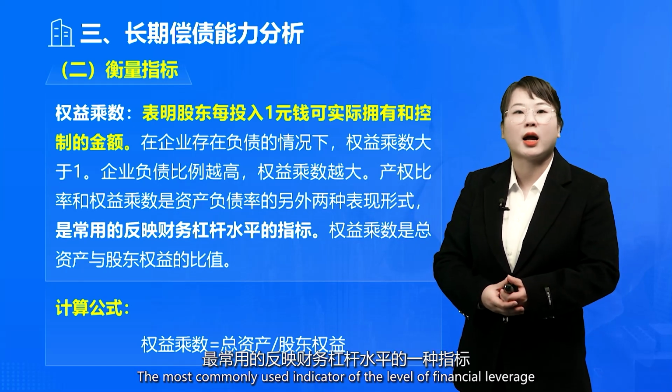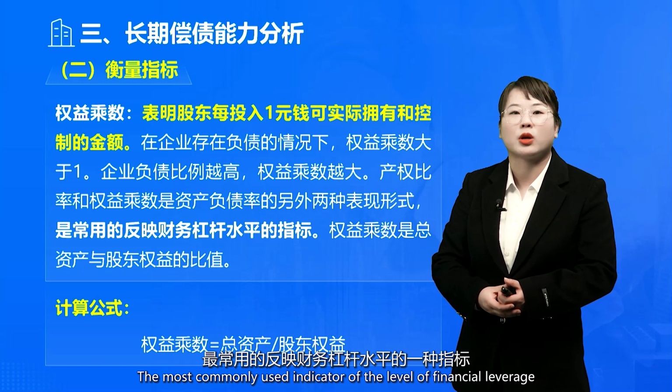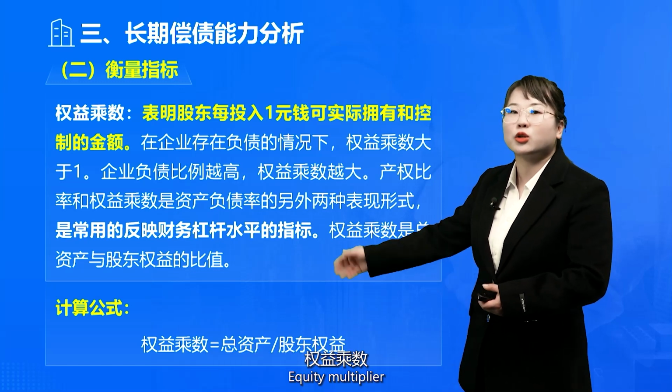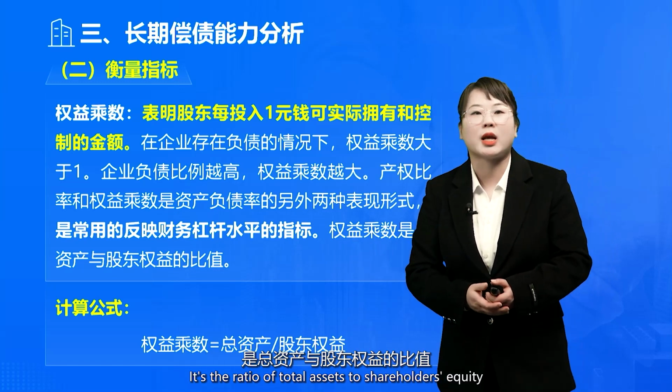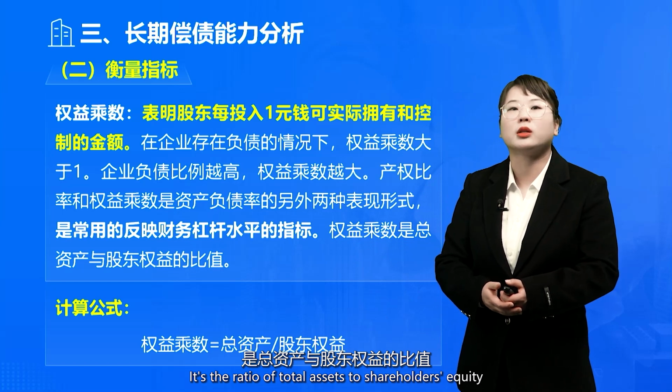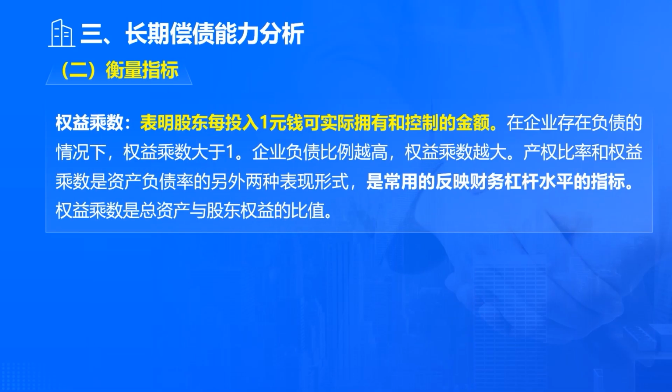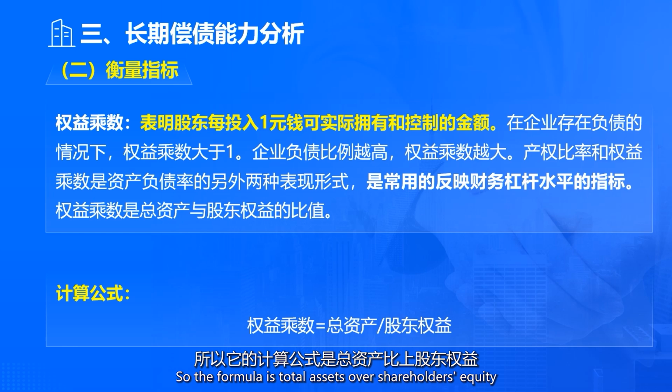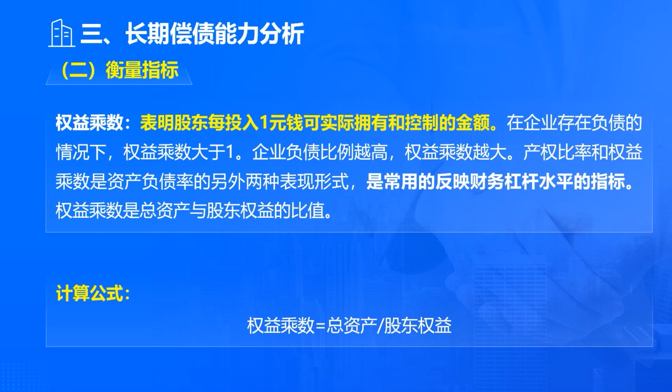The equity multiplier is the most commonly used indicator of the level of financial leverage. It's the ratio of total assets to shareholders' equity. So the formula is total assets over shareholders' equity.